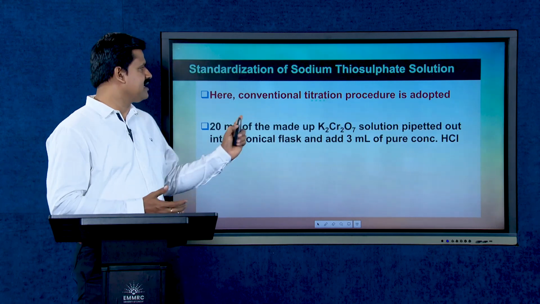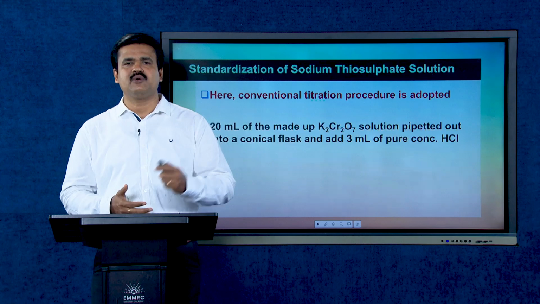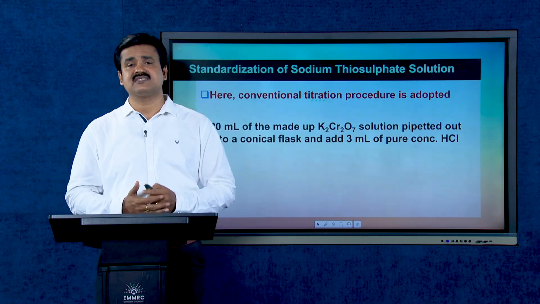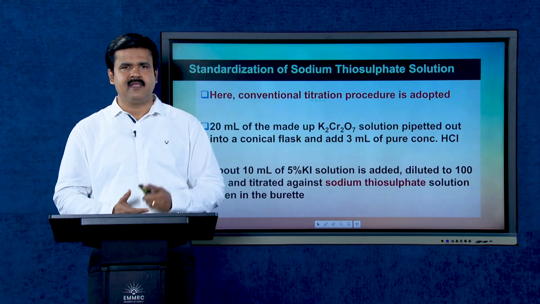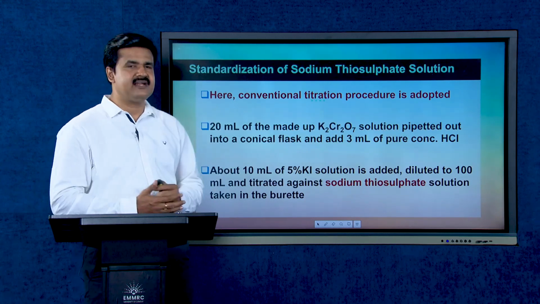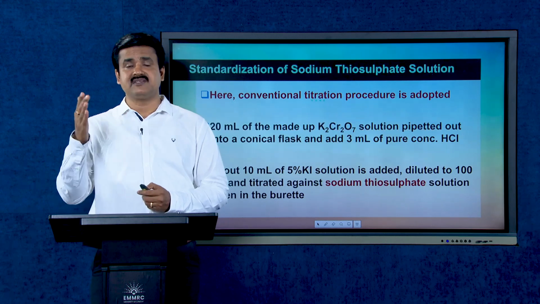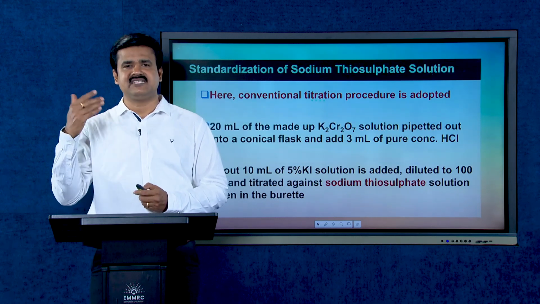20 ml of potassium dichromate, which is made up, is pipetted out into a conical flask and 3 ml of pure concentrated hydrochloric acid is added. About 10 ml of 5% potassium iodide solution is now added and diluted to 100 ml and titrated against the sodium thiosulfate solution, which is given and taken in the burette.